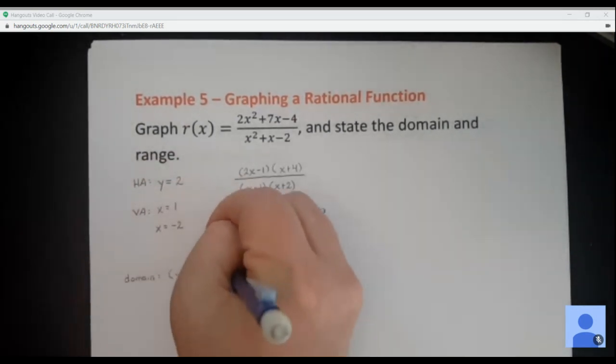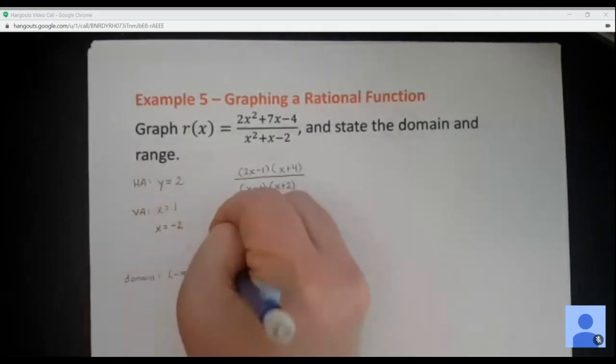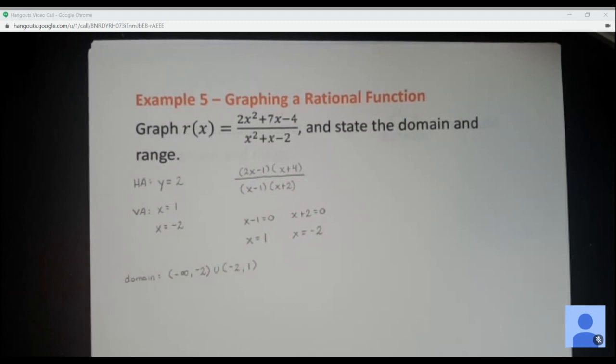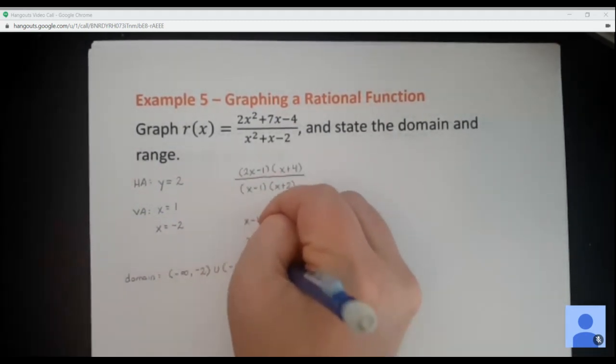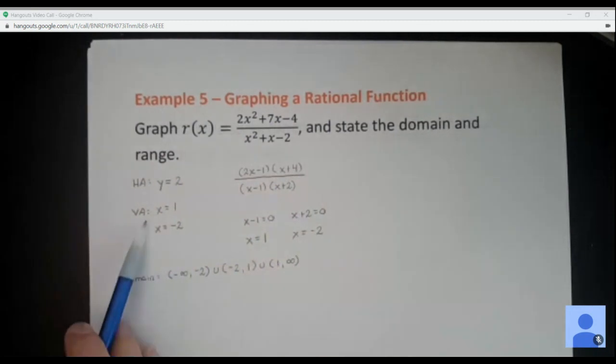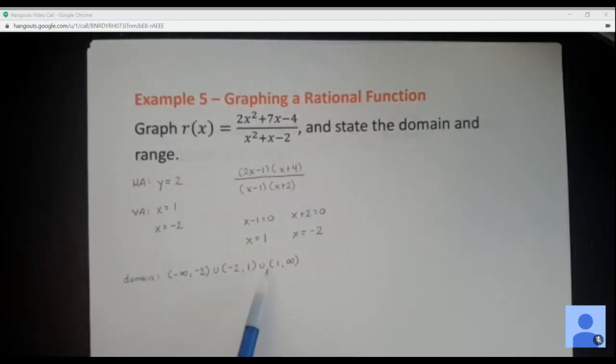Then we're going to do a union. Again, we're going to pick up with negative 2 to 1, again, not including either one of those values, and then a union, and then 1 to infinity. Because in this case, since we have vertical asymptotes at those two values, we want to make sure we're not including those in our domain. Because remember, our graph is going to approach those values, but it's never actually going to get to those values. So this right here would be the domain for that function.